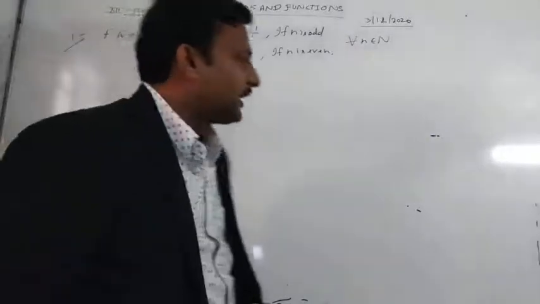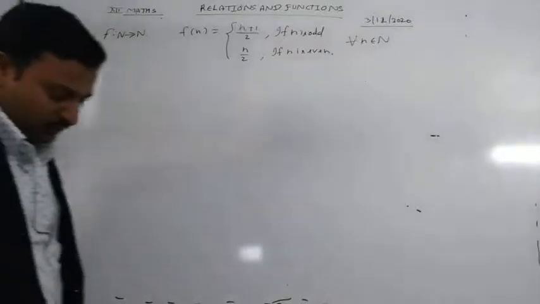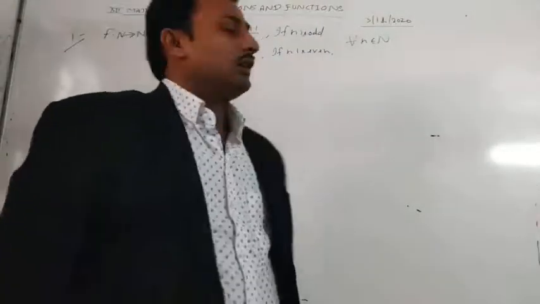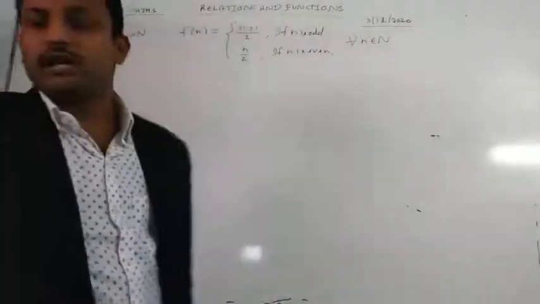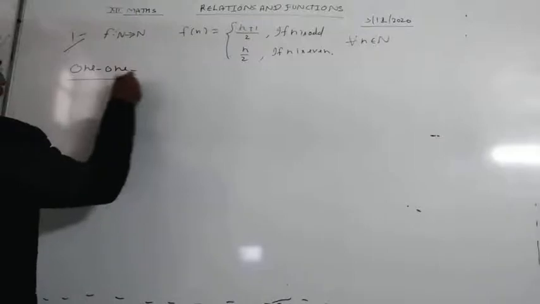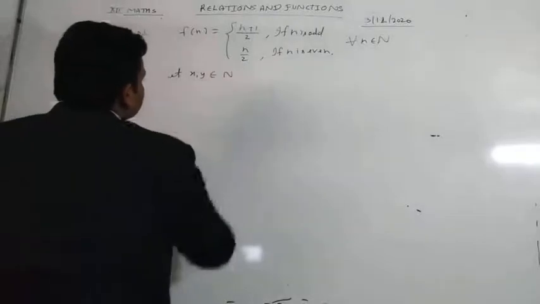And we have to tell whether the function is bijective or not bijective. So what we will do, we will check. You know that for a function to be a bijective function, it must be one-one and onto both. So we will check first if it's one-one. For checking one-one, we will take two elements which belong to N. So let x, y belong to N.